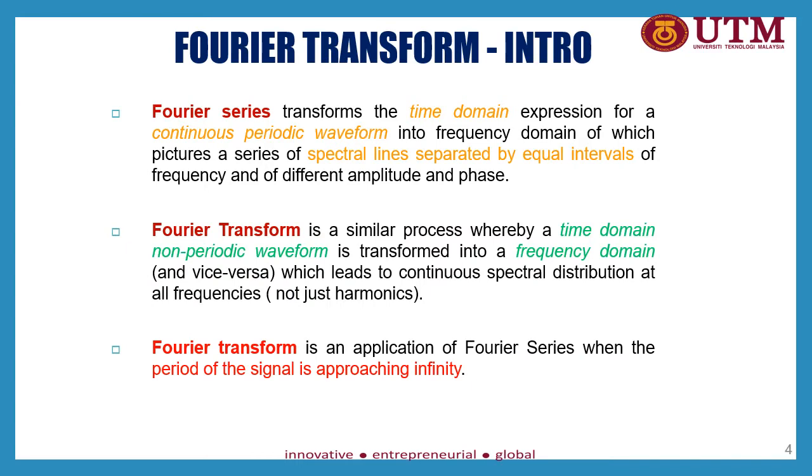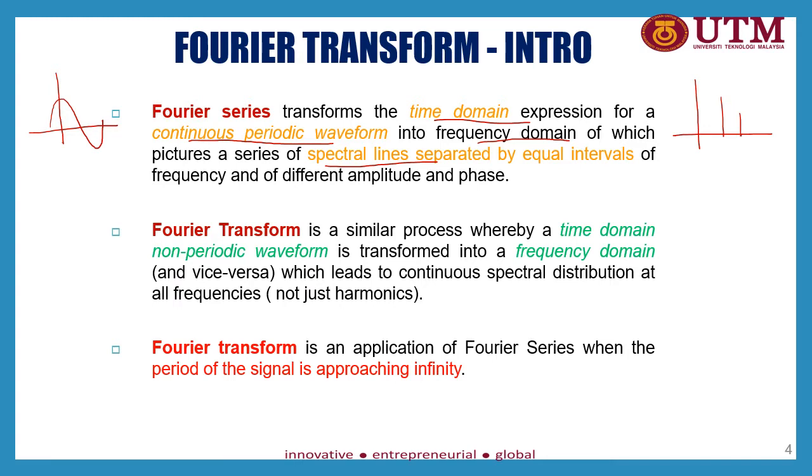Okay, if you revise back the Fourier series, it transforms a continuous time domain signal into frequency domain, in which the frequency domain signal you have in spectral lines, either in single-sided or double-sided. Okay, if you still remember, if you have a continuous time signal, for example a cosine function, then in frequency domain using Fourier series, you will have a single-sided spectrum or double-sided spectrum.